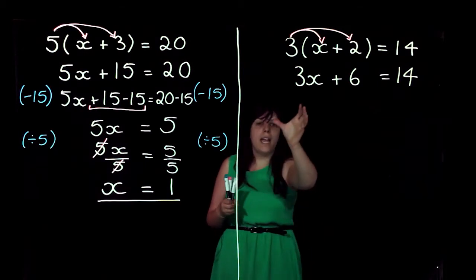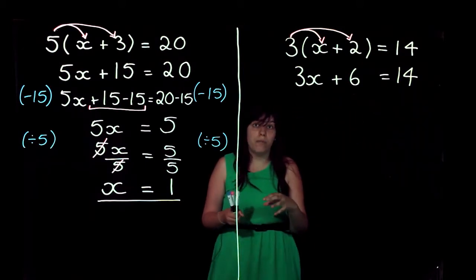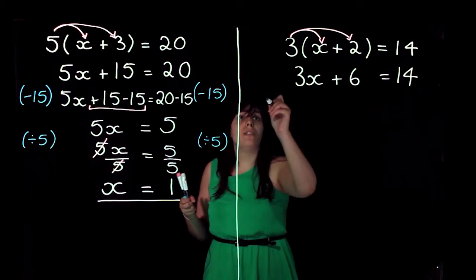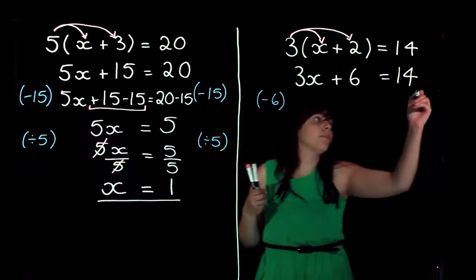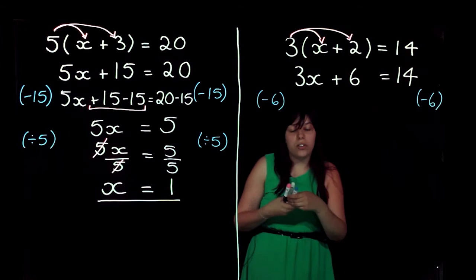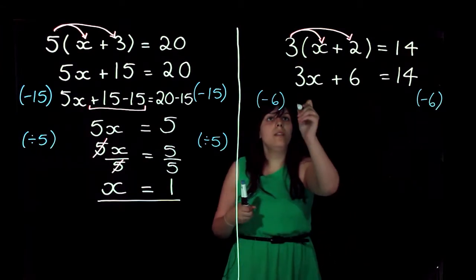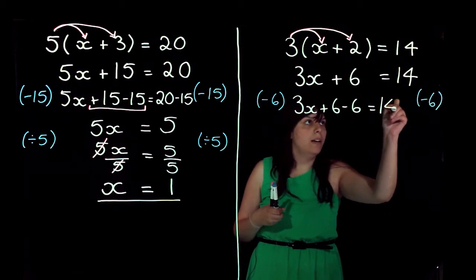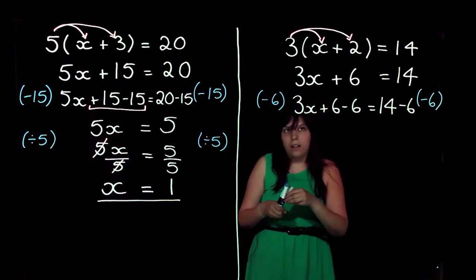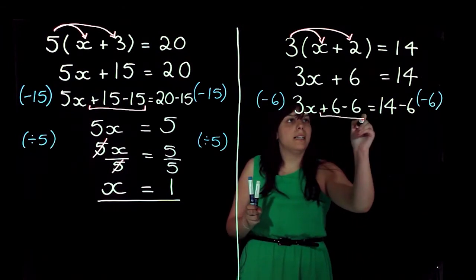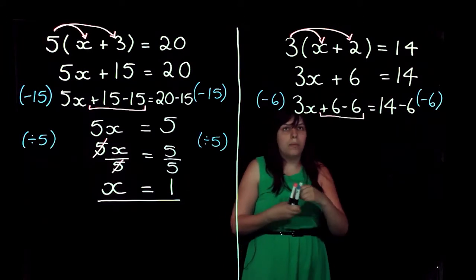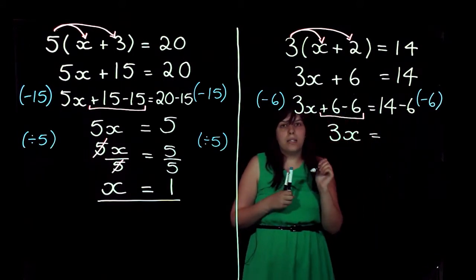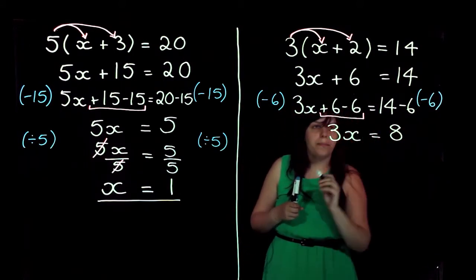Now, I've got 3x and I'm adding 6, so I need to get rid of my 6. How can I get rid of 6? Well, I want to get it to 0, so I'm going to subtract 6 and do that from both sides to keep it balanced. So now I've got 3x plus 6 minus 6, which is going to be 14 minus 6. Our plus 6 and our minus 6 give me 0. So on this side, I'm just left with 3x. And then on this side, 14 minus 6 is going to give me 8.